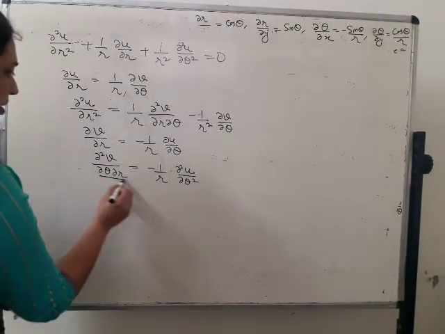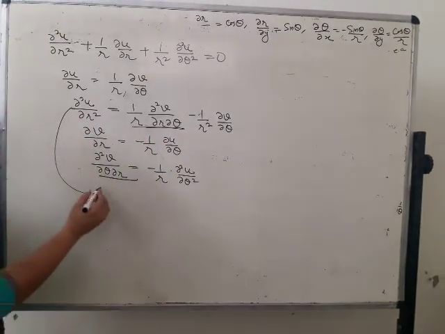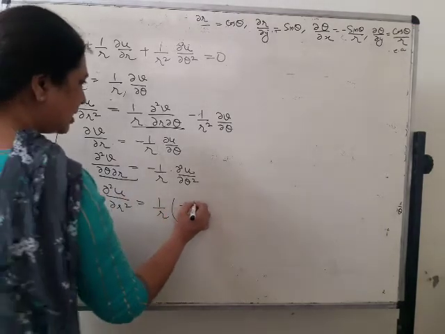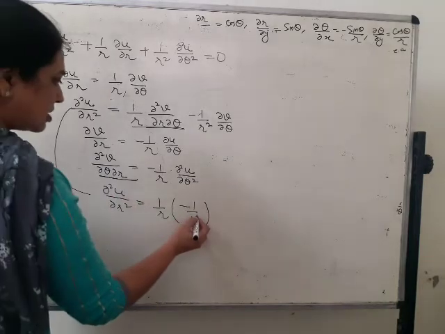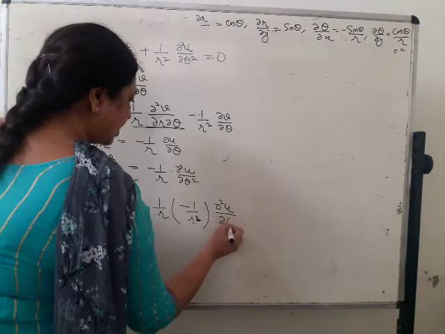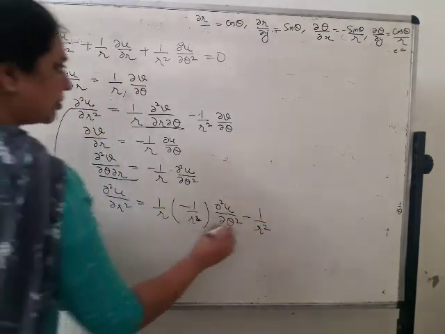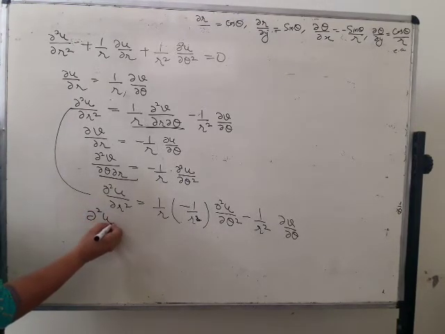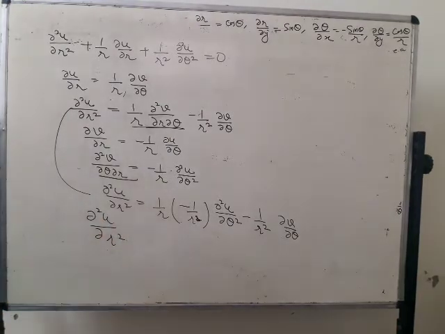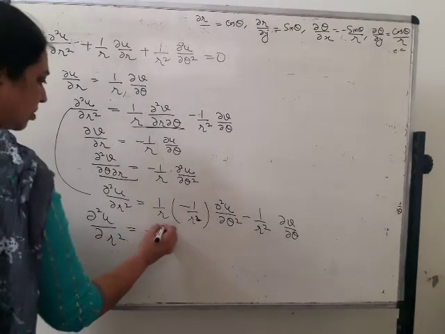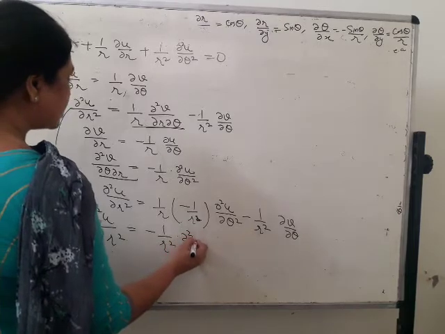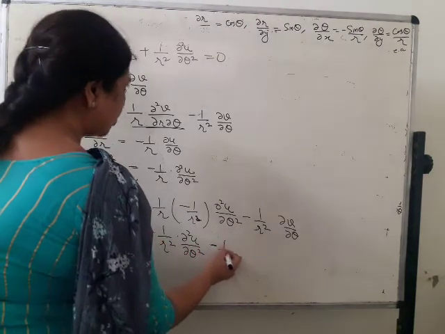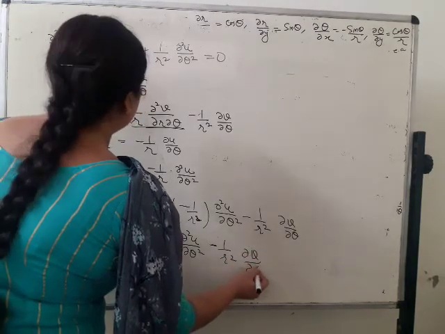Then substitute this value here. So from this equation, ∂²u/∂r² is equal to 1/r times minus 1/r ∂²u/∂θ² minus 1/r² ∂v/∂θ. Then ∂²u/∂r² is equal to minus 1/r² ∂²u/∂θ² minus 1/r² ∂v/∂θ.